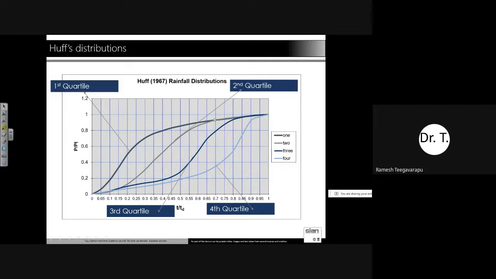And of course, we have the first quartile, second quartile, third quartile, and fourth quartile. It basically suggests that if the maximum intensity happens in the first quarter of the storm, we call it first quartile, and so on. So if it happens in the second quarter of the storm, we call it second quartile.